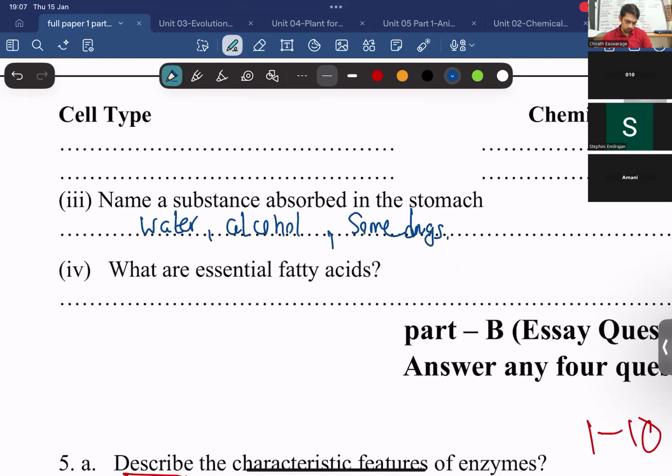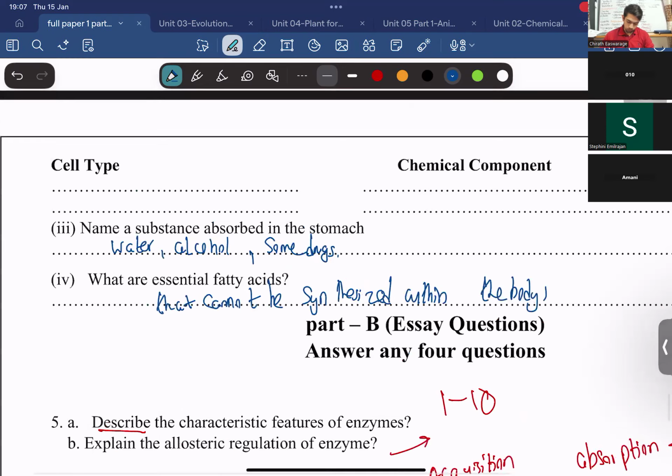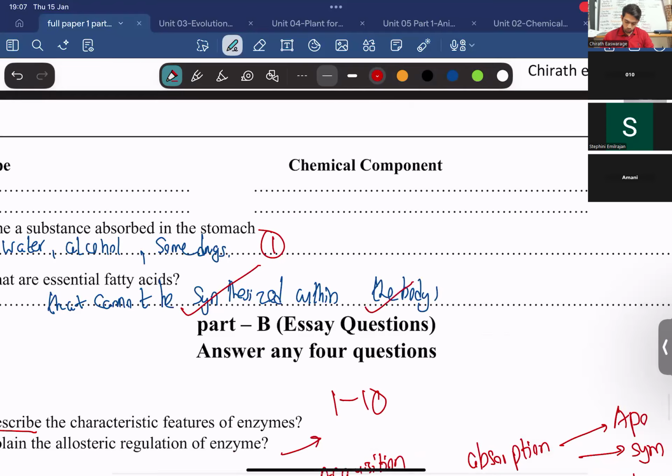Final question. We can finish a lot early today. Fatty acids. So, what are they asking? Essential fatty acids. It's the same definition for essential amino acids, essential fatty acids: all fatty acids that cannot be synthesized within the body. Sorry for the marks. Name one substance, 1 mark here. Cannot be synthesized within the body, 2 marks I'll give.